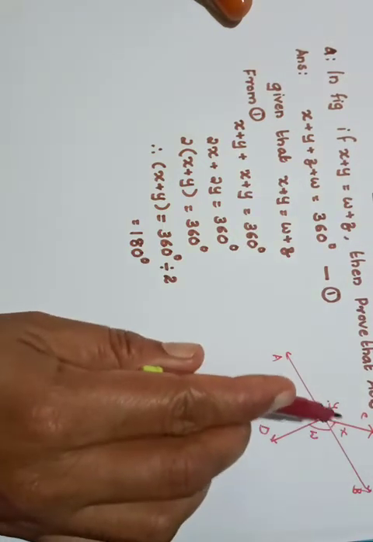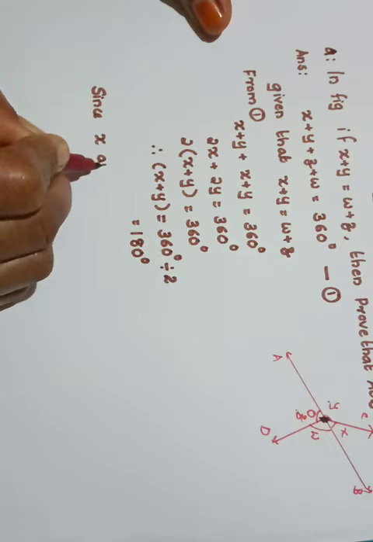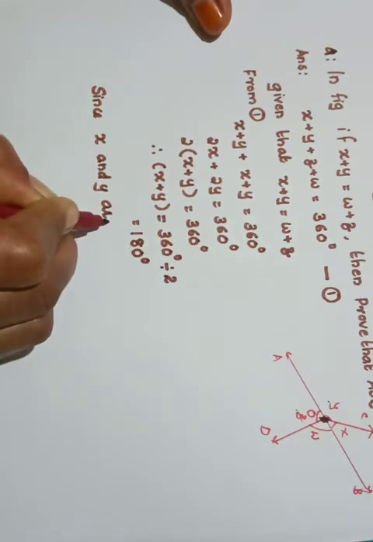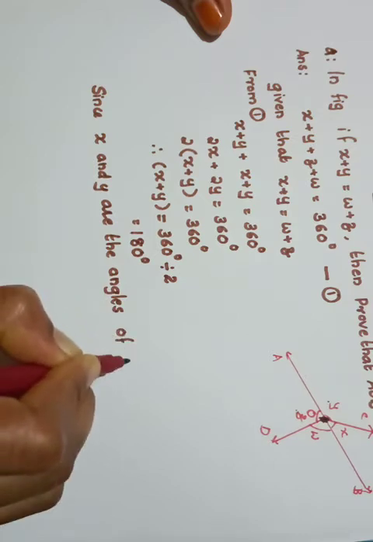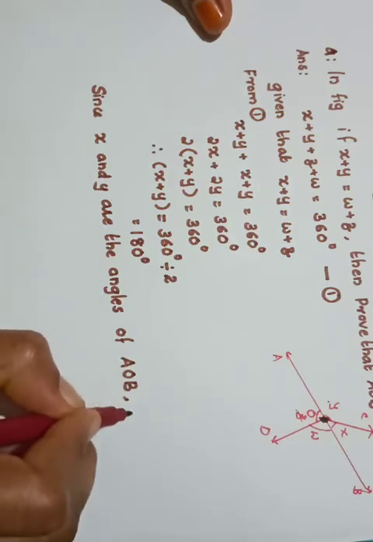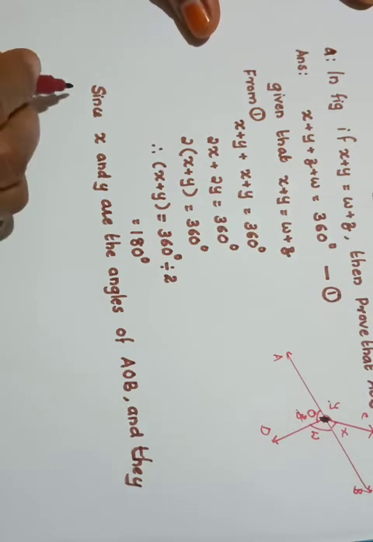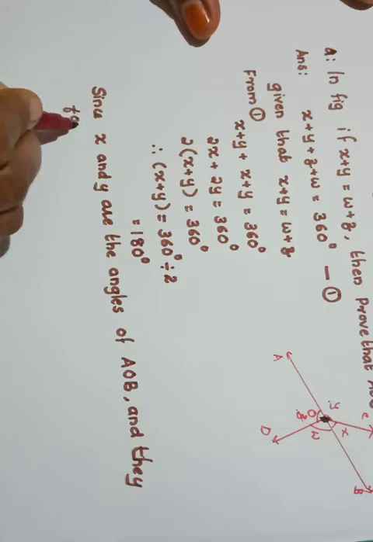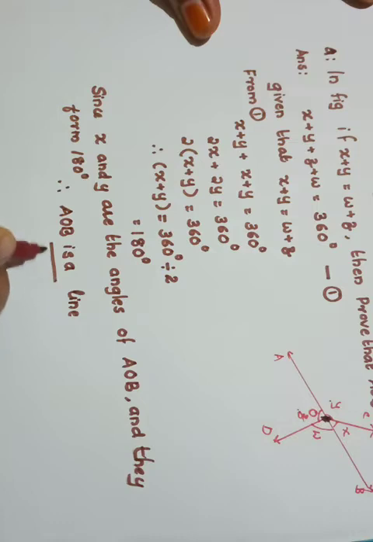Now listen, since X and Y are the angles of AOB, and they form 180 degree, therefore AOB is a line, straight line or line you can say.